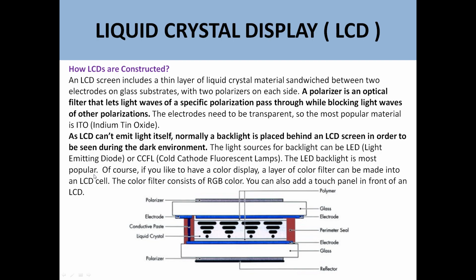If you would like to have a color display, a layer of color filter can be built into the LCD cell. The color filter consists of RGB colors. You can also add a touch panel in front of the LCD. So this is basically the basic structure of the LCD: polarizers on both sides, then electrodes, then conductive paste here, and then the liquid crystal. This is the liquid crystal. That is why it is called a liquid crystal display, or LCD.